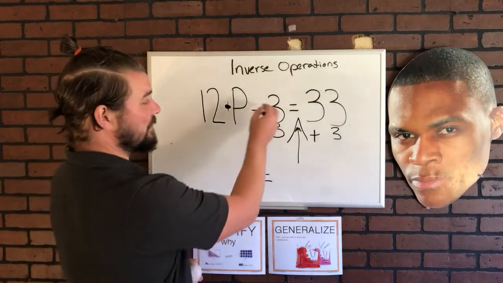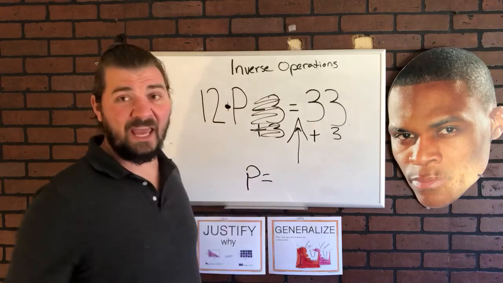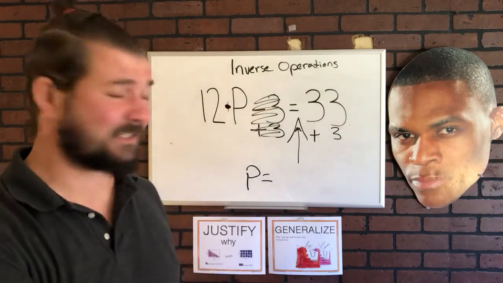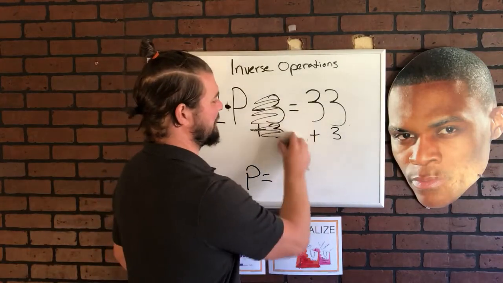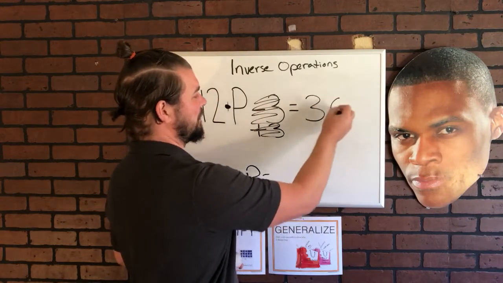So now, subtract 3, add 3. These just kind of go away. They cancel each other out because they're the inverse operations. Well, now I got 33 and I'm going to add 3. Let's just go ahead and make an adjustment here. 33 plus 3 equals 36.